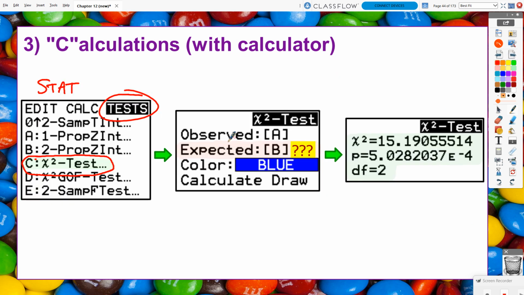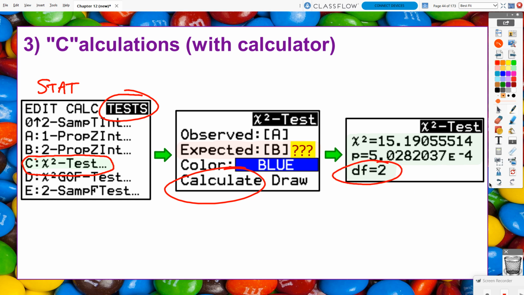So matrix A is my observed count. We're just going to leave expected as B and leave that alone. Hit calculate, and there are 3 things it tells us that we need to write down on our paper. Here's the chi-square test statistic. You can go 1 or 2 decimal places. Here's our p-value, which is slightly different than the one we came up with using the chi-square CDF command. It's all just because of little rounding differences. Roughly, it's the same thing.